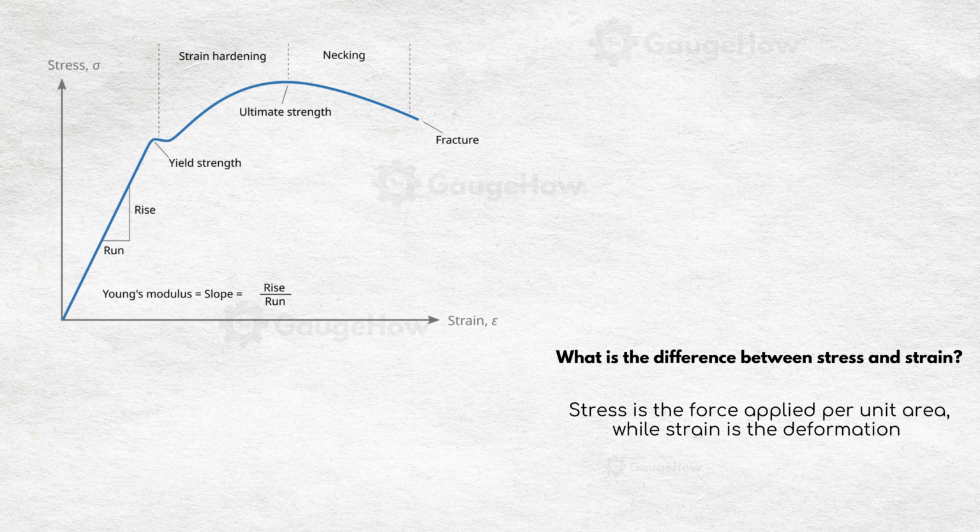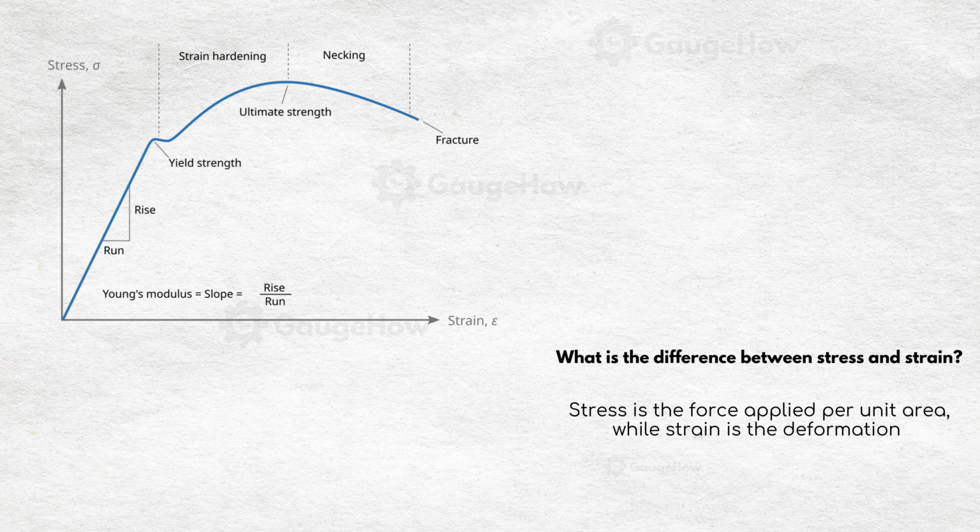Stress is the force applied per unit area, while strain is the deformation, a change in shape that occurs in a material due to stress. Stress is measured in Pascal, whereas strain is dimensionless.